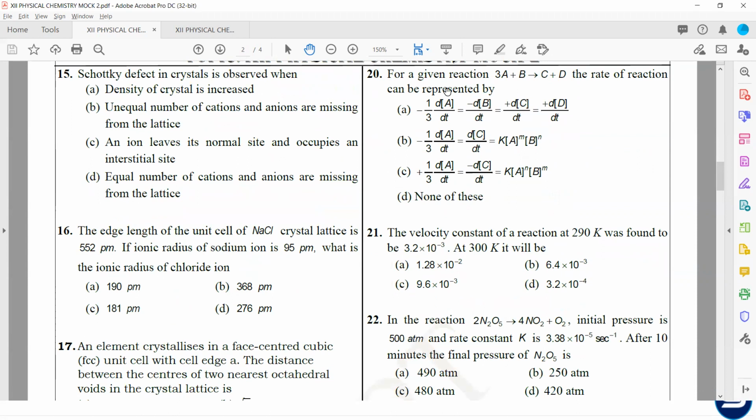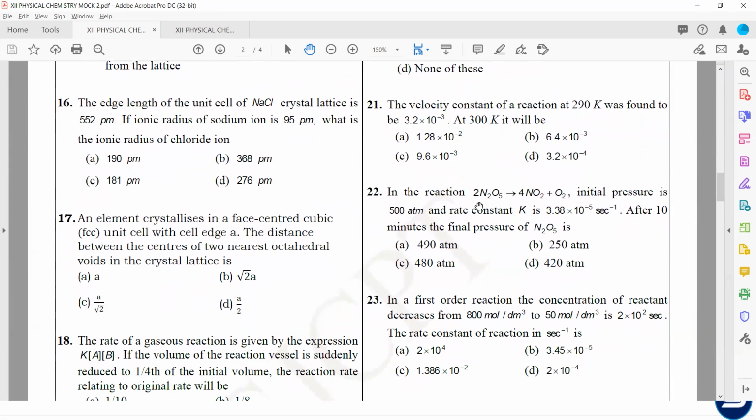20th, for a given reaction 3A plus B giving C plus D, the rate of reaction can be represented as. So that's a simple, straightforward question. It will be -1/3 dA by dt equal to -dB by dt equal to dC by dt equal to dD by dt. This is option A.